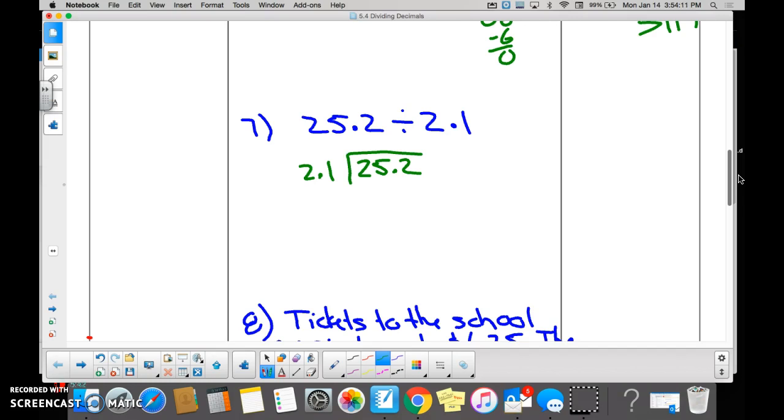We know that you can never multiply with a decimal outside of the box, so we're going to multiply by 10 or move it one place to the right so that it becomes 21 outside the box. And if we do that to the outside of the box, we do that to the inside of the box. So multiply by 10, we've got 252.